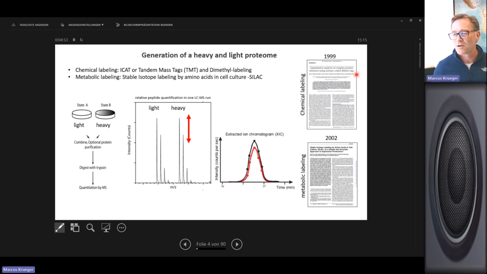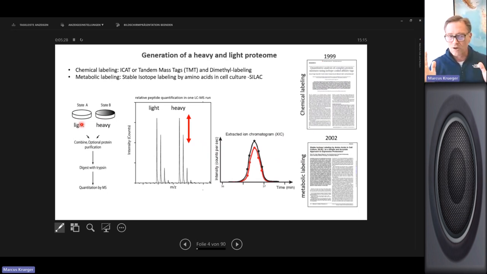This chemical labeling was mainly invented by Ruedi Aebersold more than 20 years ago, and a bit later the SILAC labeling came into the game. The idea of both techniques, the chemical labeling and the metabolic labeling, is that we generate a state A, a light state, which we already have, and a heavy state, right? And then we can mix both together, which you would never do with Western blot analysis. There you always have two samples, you load them separately on the gel, and then you look for the intensity of a band.